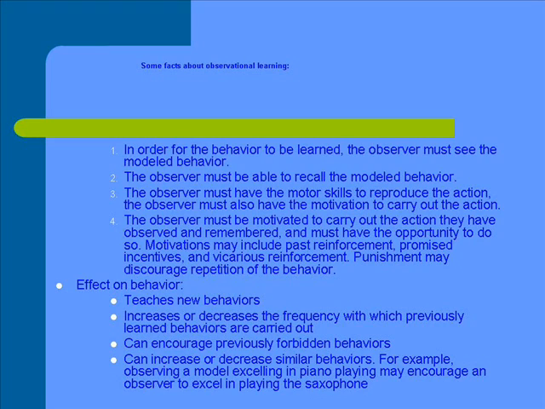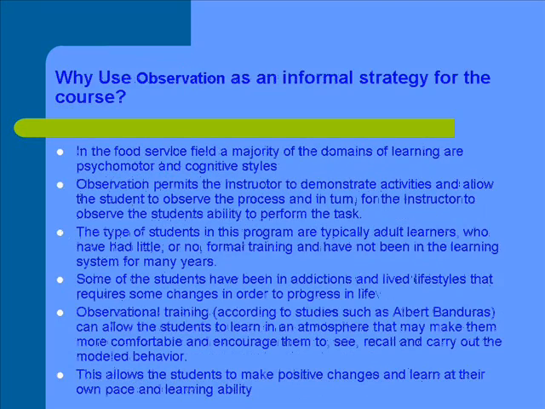Motivational encouragement must be used, and punishment may discourage the repetition of the skill. The effect on behavior can include teaching new behaviors, increase or decrease of frequency of learned and similar behaviors. An example of this is observing a model excelling in piano playing may encourage an observer to excel in playing another instrument. Why do we use observation as an informal strategy for the course?